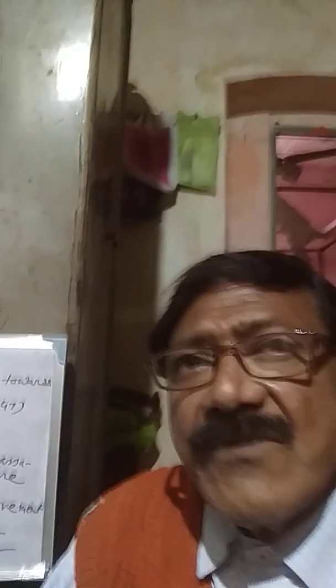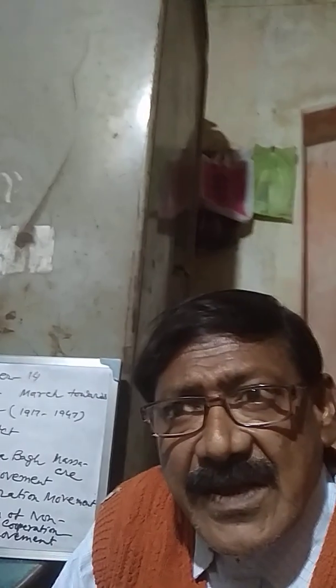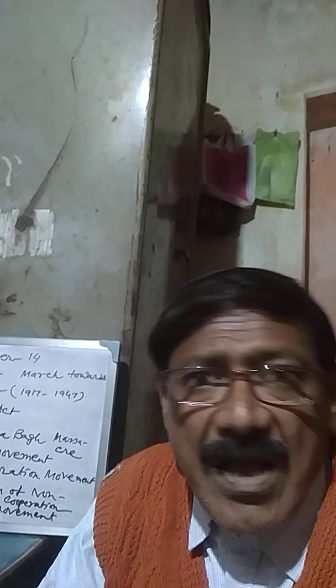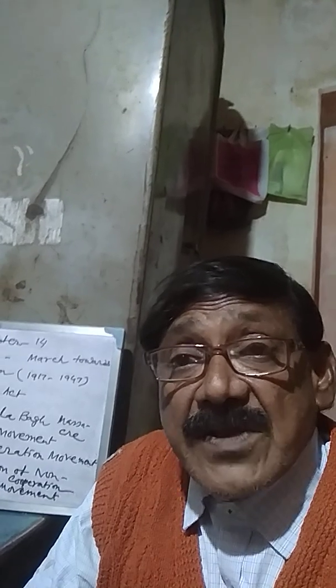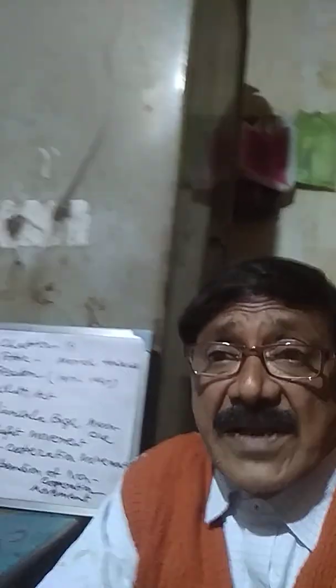And second one, Jallianwala Bagh Massacre. Jallianwala Bagh was actually a place in Punjab. An incident took place at Jallianwala Bagh. What happened to some political leaders? Two influential Congress leaders of Punjab were arrested by the British.